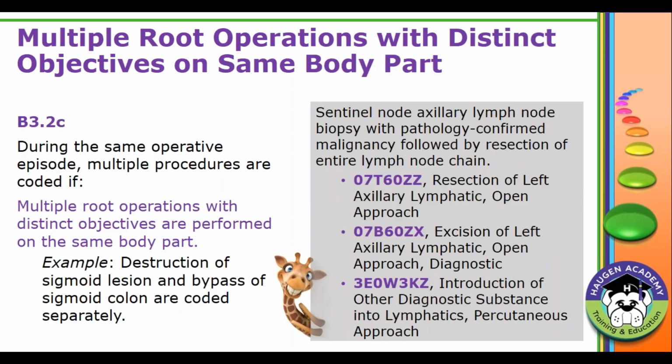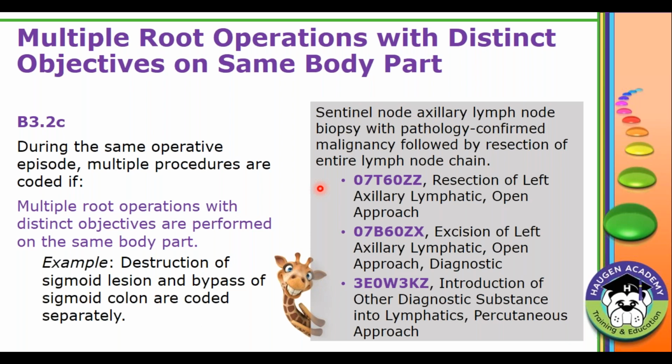All right, next guideline, B3.2c. During the same operative episode, multiple procedures are coded if multiple root operations with distinct objectives are performed on the same body part. In the example that we gave on the right here is a sentinel node axillary lymph node biopsy, and they sent that biopsy to pathology. Pathology confirmed malignancy following the resection, and then they did resection of the entire lymph node chain.